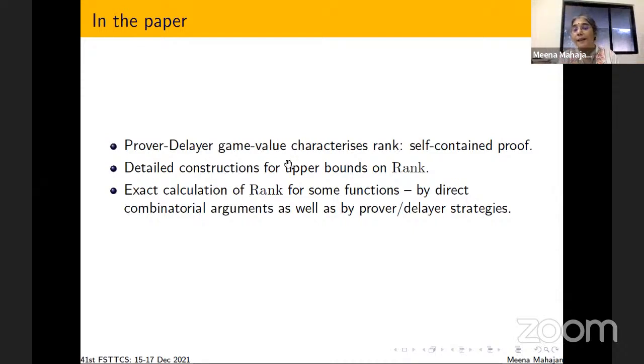For the prover-delayer game, we give a self-contained proof so that you don't have to dig through 3 different papers. We give detailed constructions for the upper bounds of composed functions and the 2 upper bounds that I mentioned. And we calculate the rank exactly for some functions, both by direct combinatorial arguments as well as by prover-delayer strategies. And this exact calculation helps us to show that all the bounds that we have obtained are indeed tight and cannot be tightened any further.